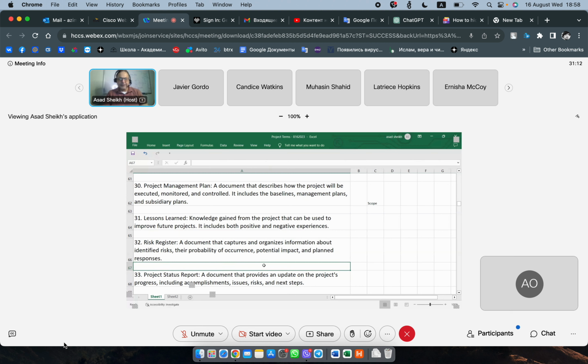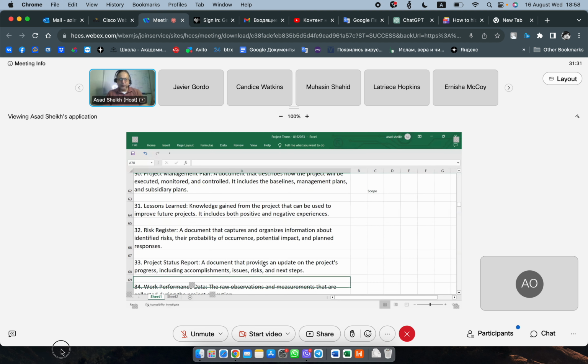What is the risk? What is the probability of it happening? Low, medium, high. What is the potential impact? Low, medium, high. And then if it does happen, what do we do? And there are four main things that we talk about when it comes to response, and we'll talk about those in the risk chapter.